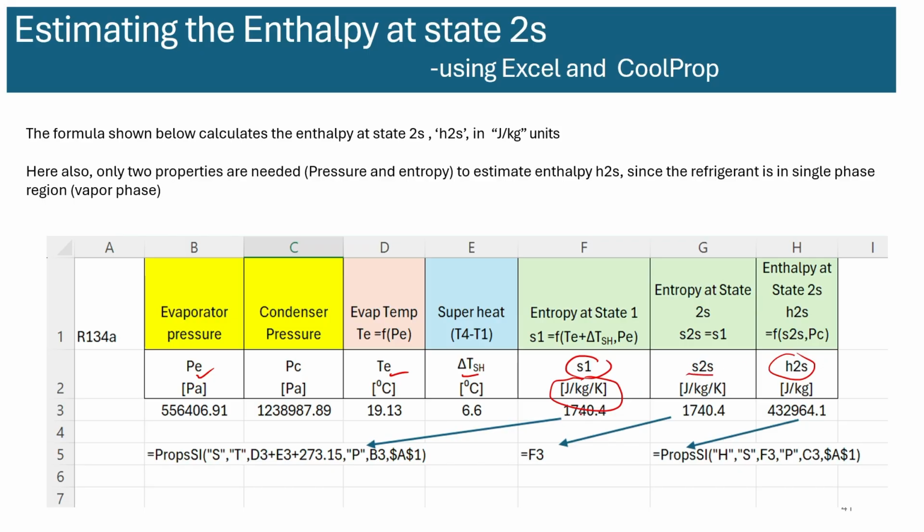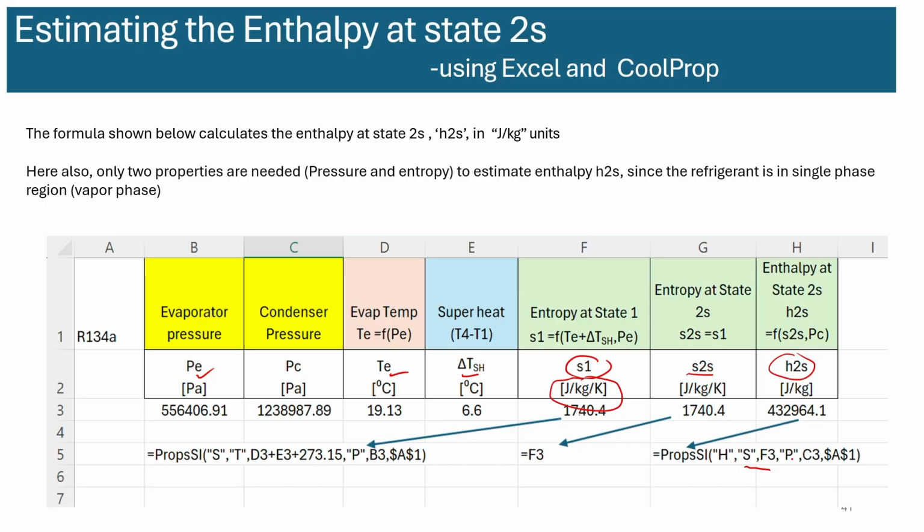Now S2S is same as S1, so equal to F3, right? So the formula for S2S is just equal to F3, which is same as this. Now, how do we calculate the enthalpy at 2S? So you use one variable as S, which is the entropy at F3. You could use G3 too, okay? So this actually should be G3, but you'll get the same answer because they have the same entropy.